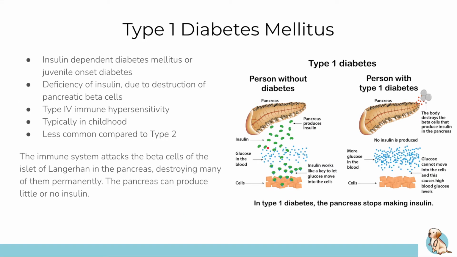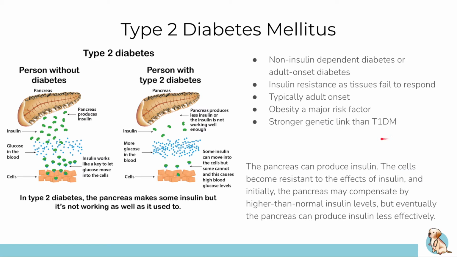So type 1 is also called insulin-dependent or juvenile onset, and this is caused by a deficiency of insulin. The body itself, the immune system, is destroying the pancreatic beta cells, so no or very little insulin is produced. And this typically presents in childhood and is less common than type 2.